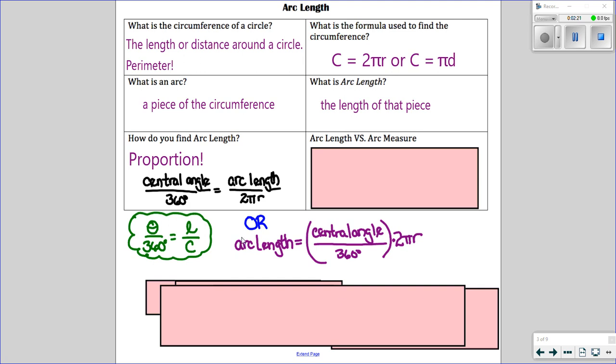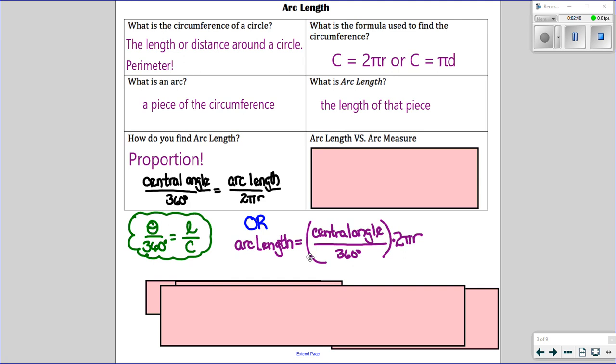Also, you could manipulate the formula so that the arc length equals the central angle over 360 times C. And C could be 2 pi r or pi d, depending on what is given to you. So this is the formula in order to find arc length.